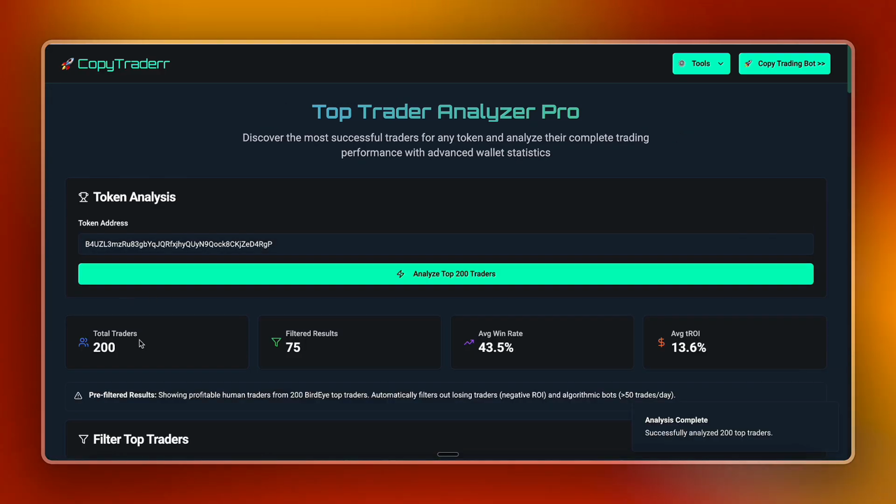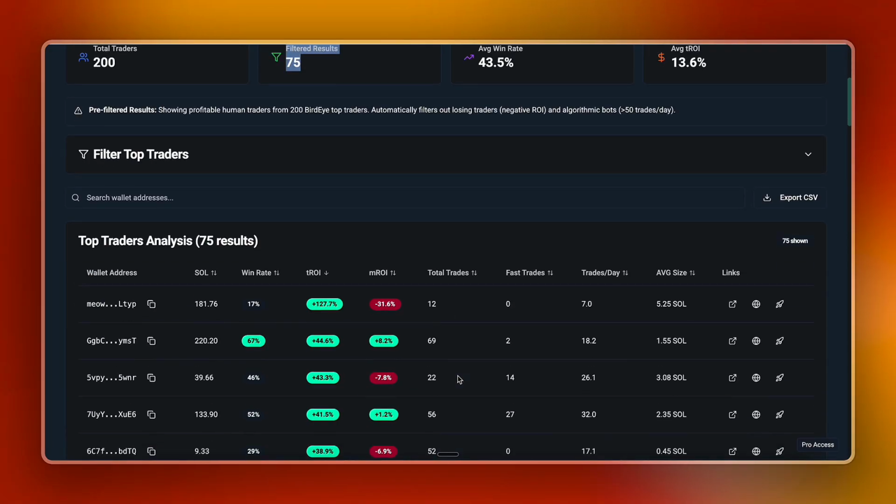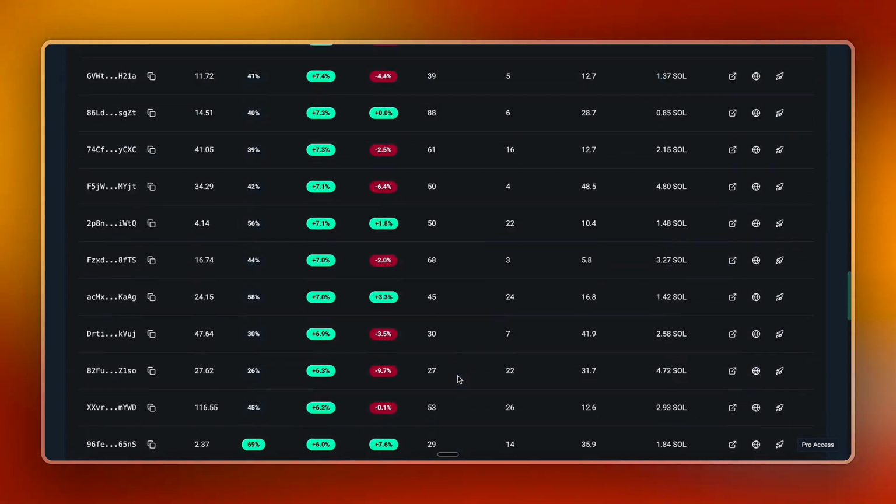So now this is done. You can see that it checked 200 total traders. It filtered 75 results. This is pre-filtered, showing profitable human traders, filtering out losing traders with a negative ROI and bots trading more than 50 times a day. You can see the average win rates and average ROI for all of the top traders on this specific token. You can come through here now and you have all the results here in your grid.